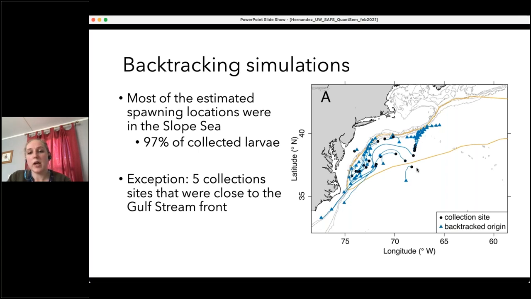But I want to note that all of these other ones actually account for about 97% of the collected larvae, because each triangle is a unique combination of collection location and larval age. So the vast majority of these larvae were in fact spawned in the slope sea, and they cluster along the shelf break, which was not necessarily what we expected.